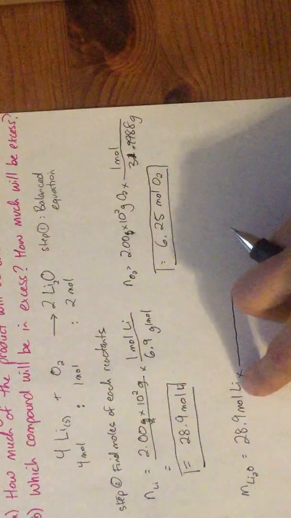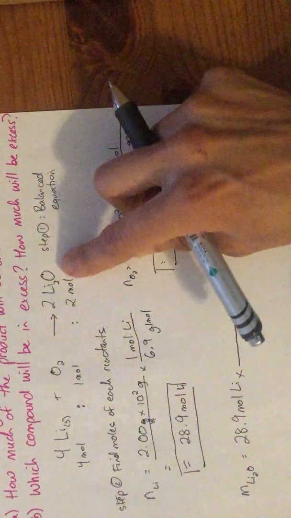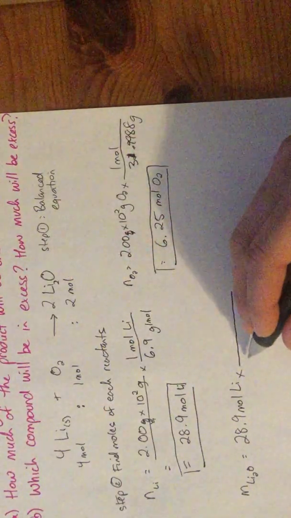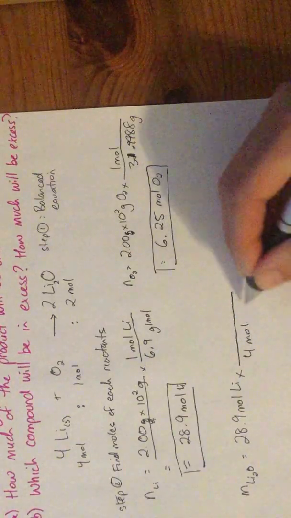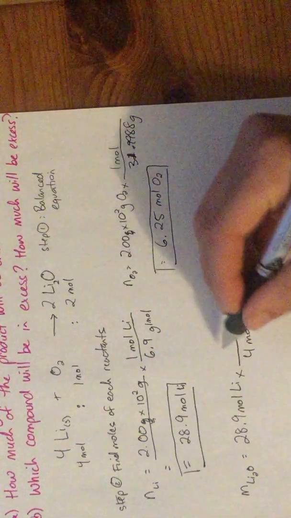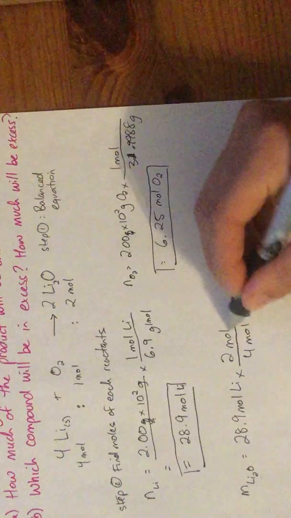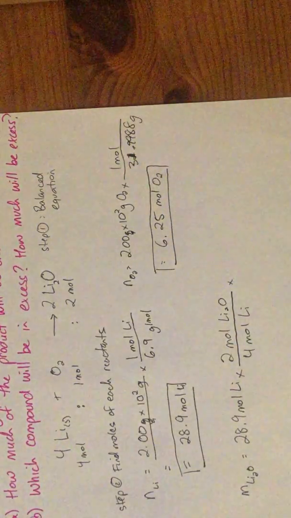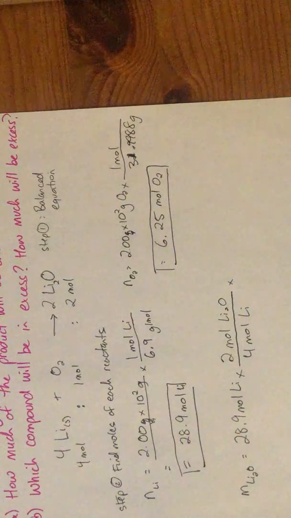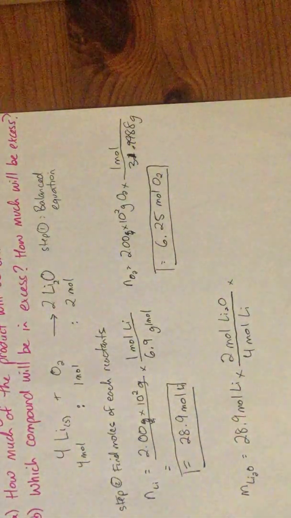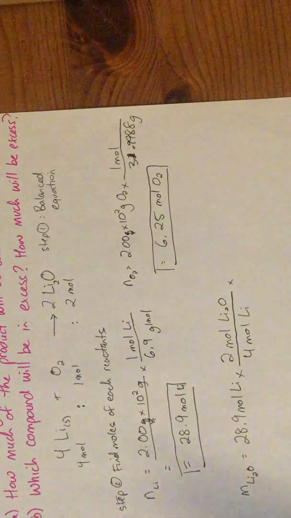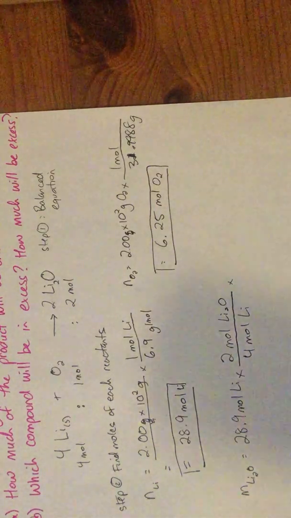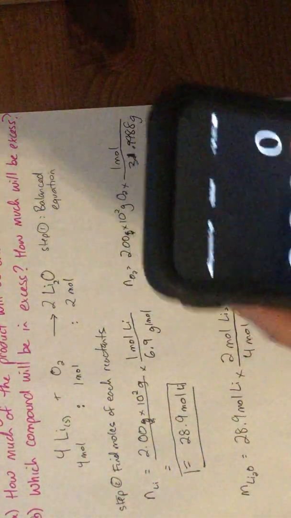Now, since we are at moles of lithium and we want to move to moles of lithium oxide, we're going to be putting 4 moles of lithium at the bottom, so we can cancel that out, and then 2 moles of lithium oxide at the top. We're also going to take a look to see what the molar mass of lithium oxide is. So we can plug that in and just take a look at lithium.